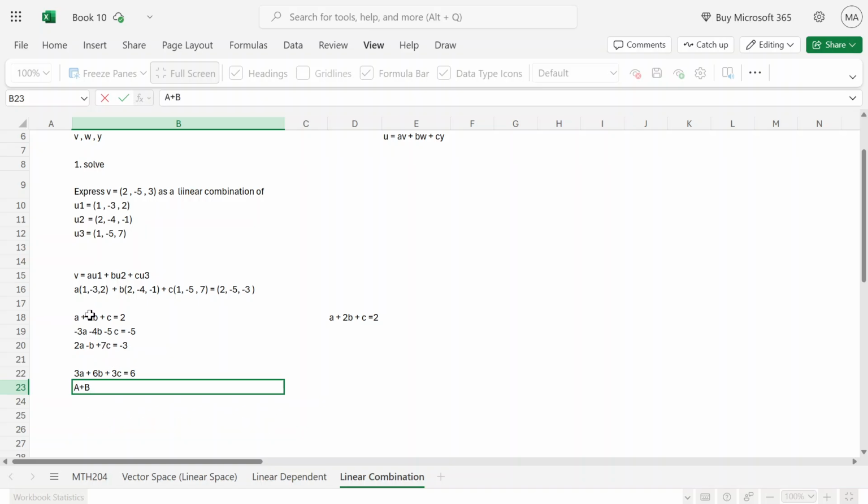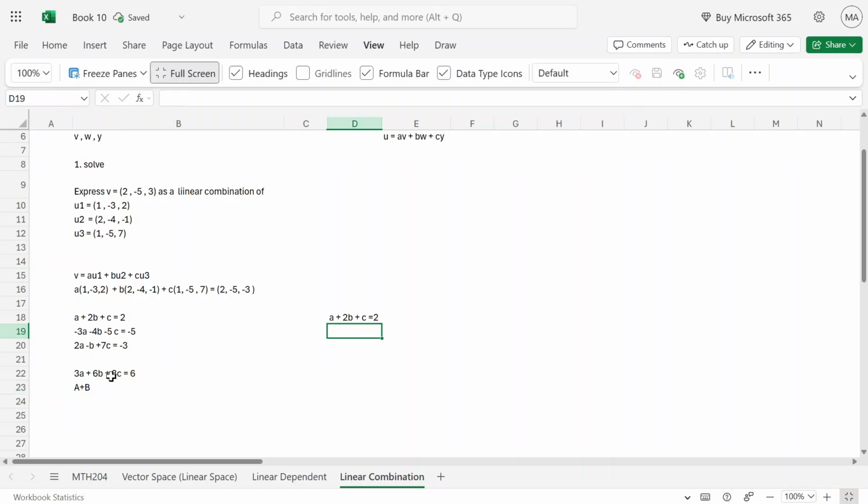So to eliminate, 3a plus minus 3a is 3 minus 3, which is 0. Now the next one is 6b plus minus 4b, so 6 minus 4, which gives us 2b. So we have 2b plus 3c plus minus 5, that's minus 2.